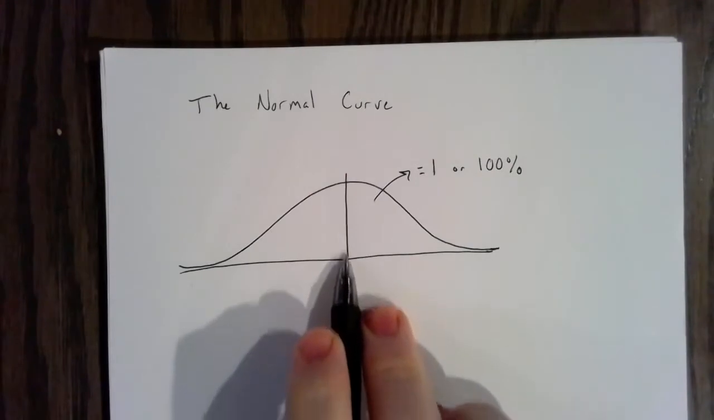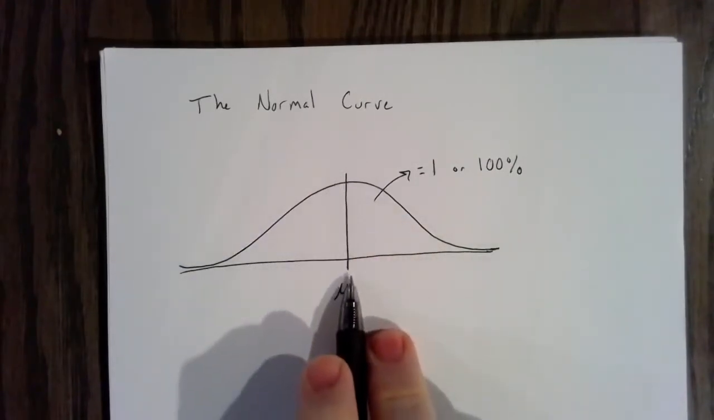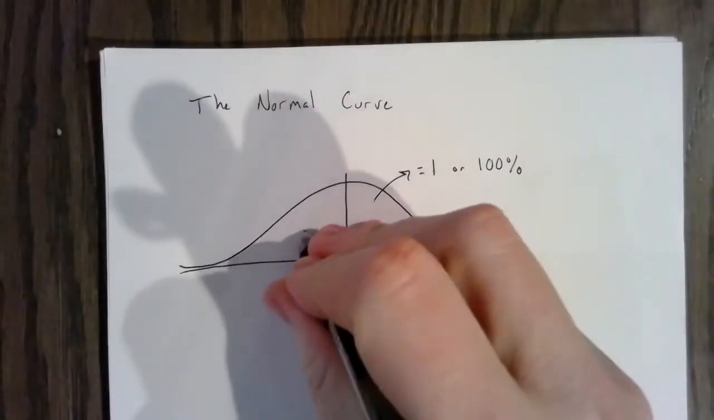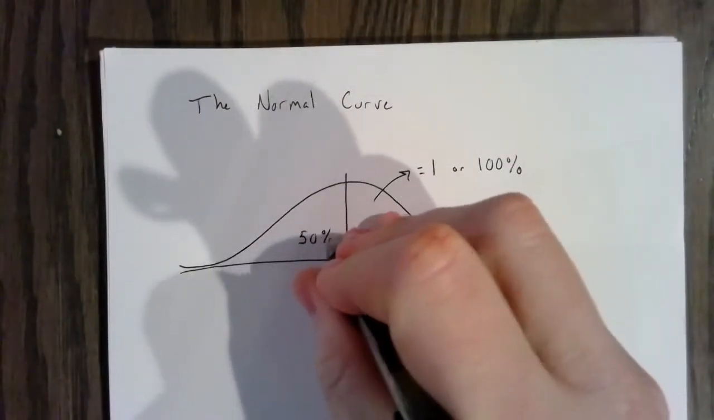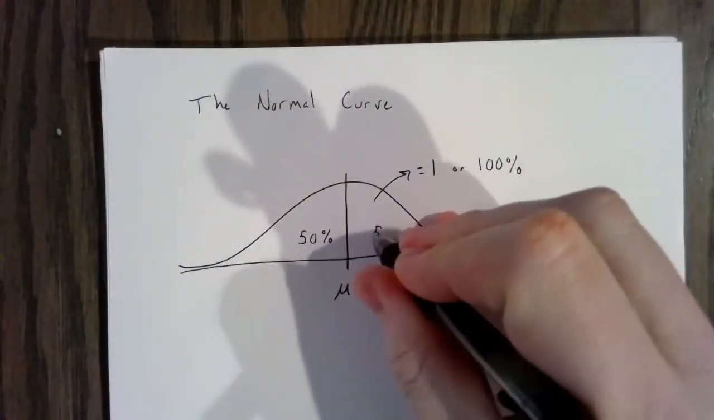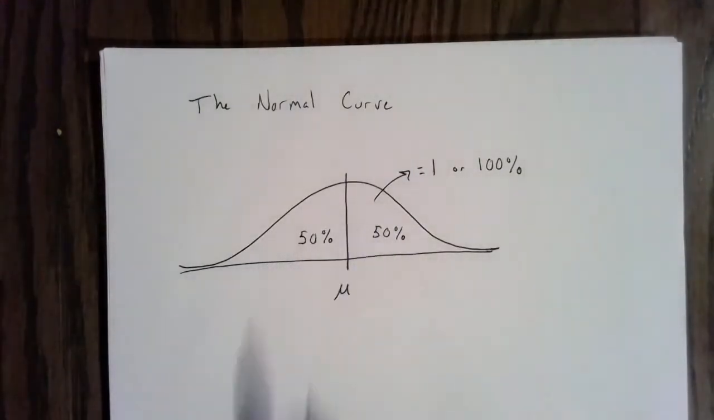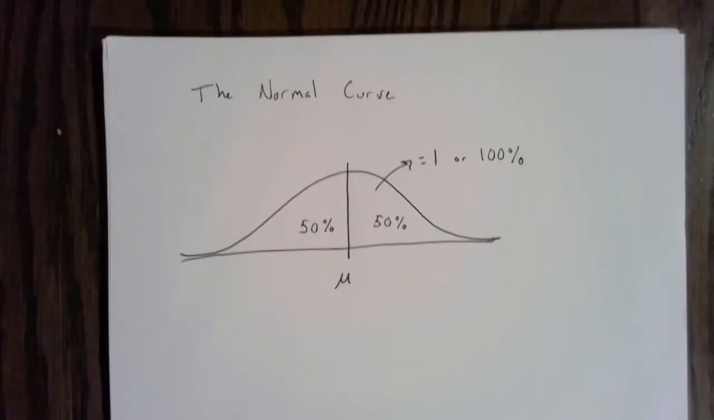Here, mu is exactly in the middle. If we think about mu as being exactly in the middle, that means we have 50% of our data over here and 50% of our data over here. So we've got half and half.